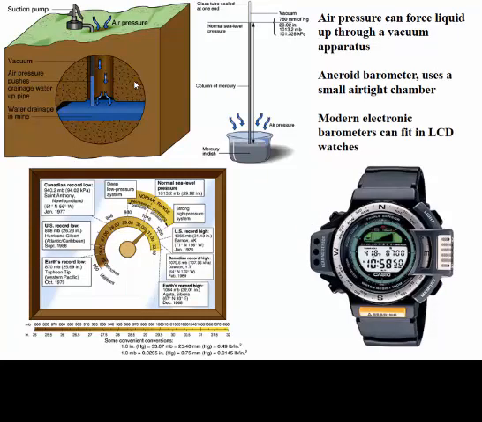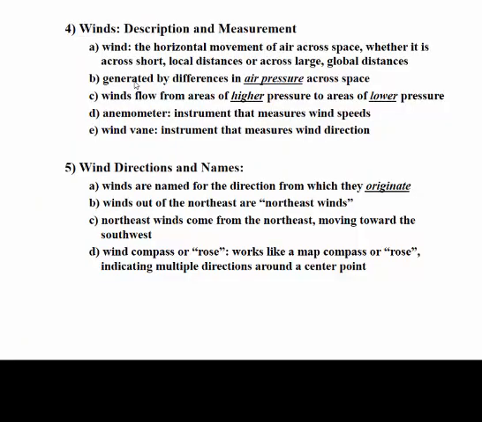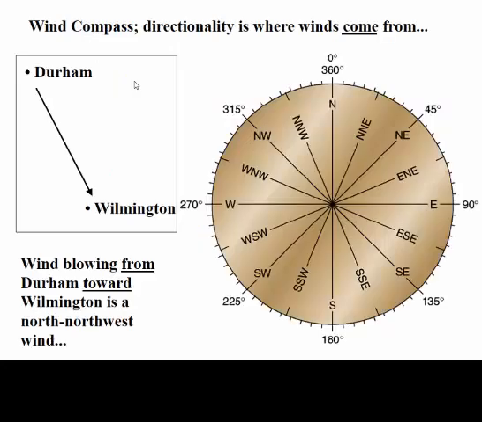So we have the different measures of air pressure, the highs and the lows. Then we have winds. Basically, winds are the movement of air across short local distances. Typically, winds flow from areas of high pressure to areas of low pressure. Okay, and wind directions and names. Winds that come out of the northeast are called northeast winds. So they discuss the direction they come from as opposed to where they go. So this would be a north-northwest wind coming from Durham to Wilmington.